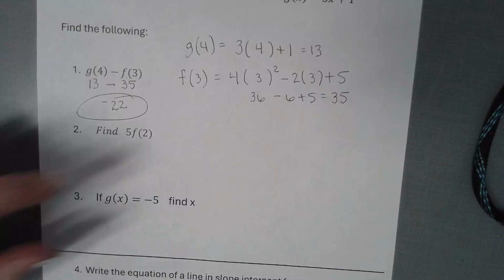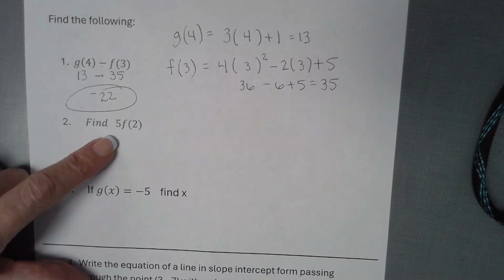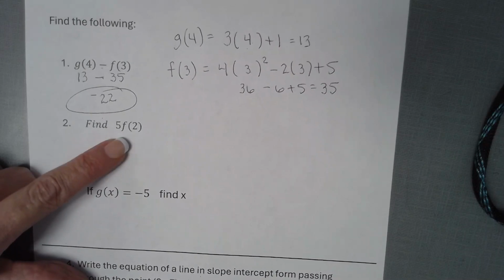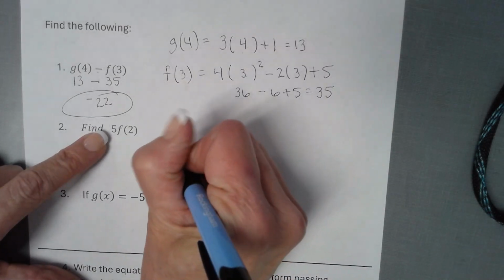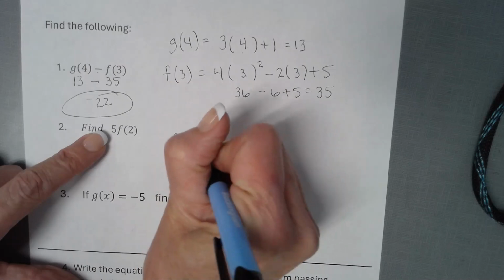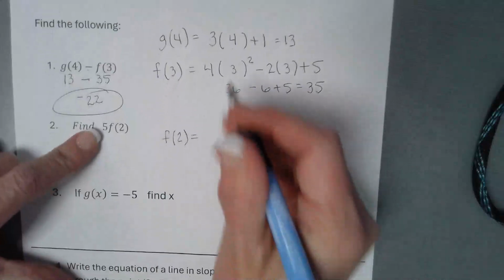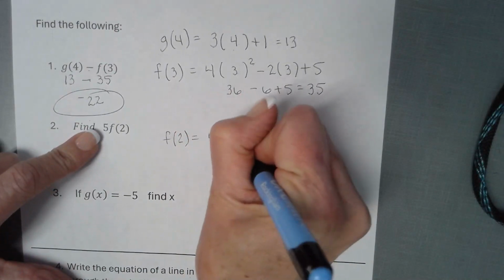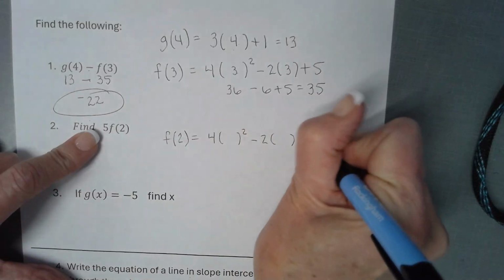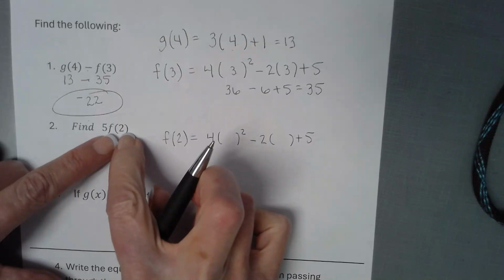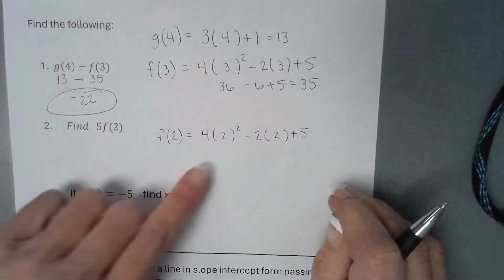Okie dokie. 5 times f of 2. So basically what we're going to do is evaluate f of 2, then multiply by 5. Okay? So f of 2. Here's my f. It sounds like 4 blank squared minus 2 blank plus 5. And I'm evaluating it where x is 2, so I'm going to plug 2 in. I'm going to do this by hand.